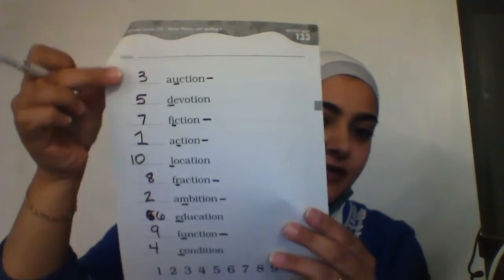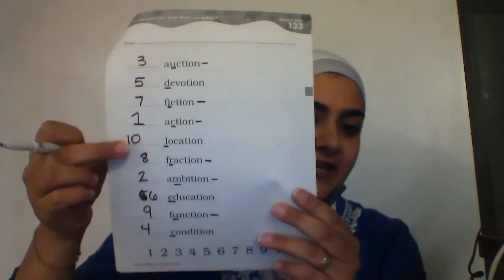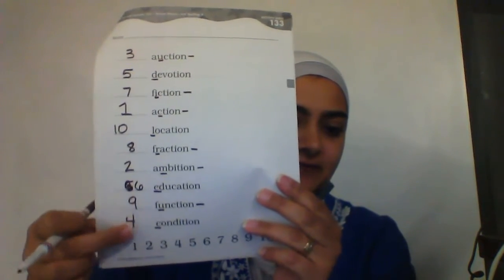Fiction. Very good. F-I. Fiction. And what is number 8, Amaria? Very good. Fraction is number 8. R comes before U. And what's the last U word, Leah? I'm sorry, what's number 9? Function. And the last straw goes to JC. What's number 10? Location. All right, so if we look at it from the top, it's 3, 5, 7, 1, 10, 8, 2, 6, 9, 4. Awesome.